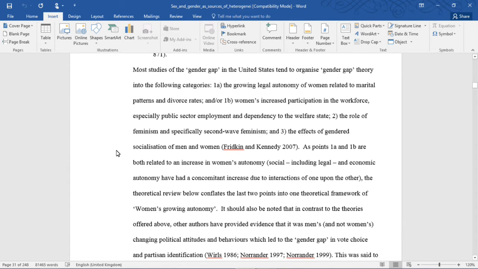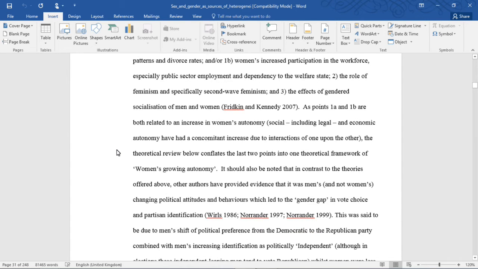Most studies of the gender gap in the United States tend to organize gender gap theory into the following categories. 1A, the growing legal autonomy of women related to marital patterns and divorce rates, and/or 1B, women's increased participation in the workforce, especially public sector employment and dependency on the welfare state. 2, the role of feminism and specifically second wave feminism. And 3, the effects of gendered socialization of men and women.